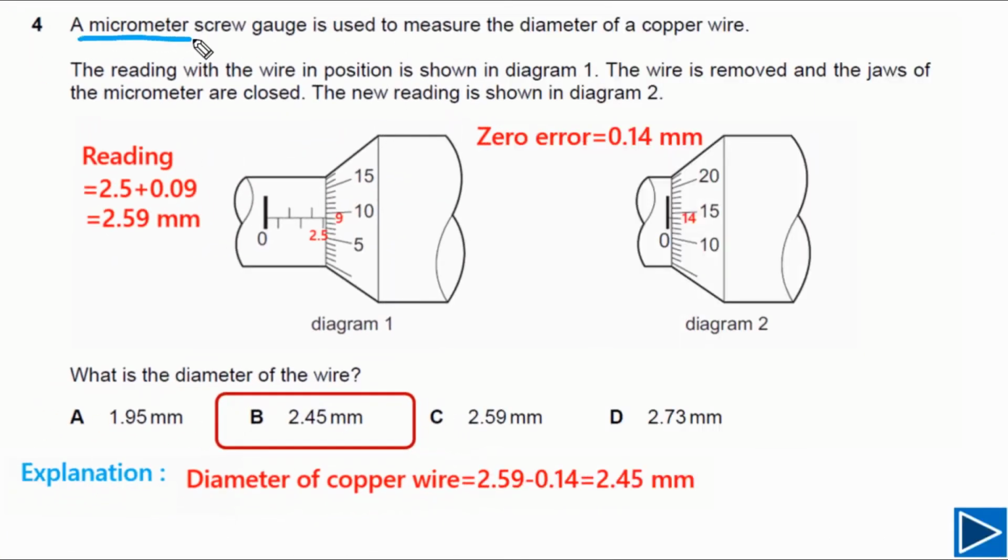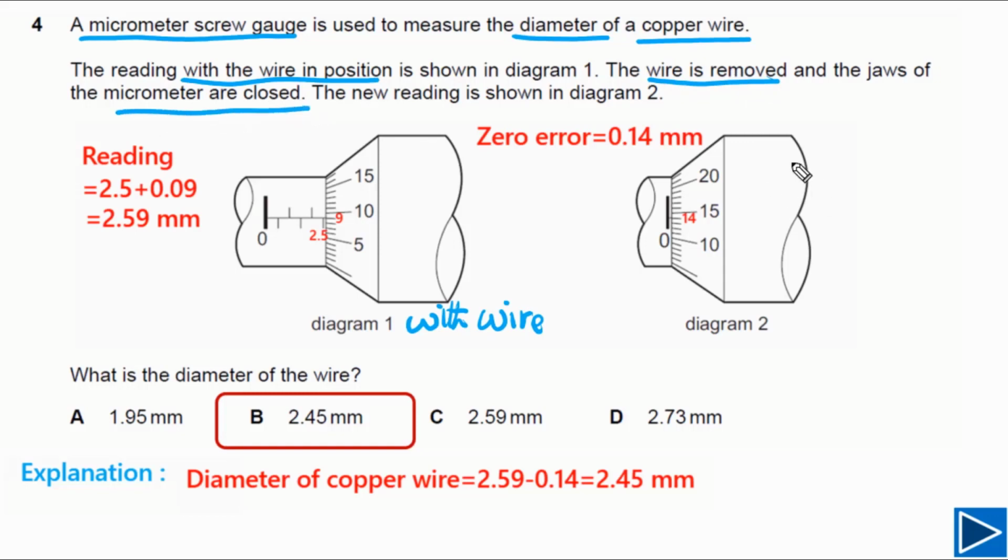For this question, a micrometer screw gauge is used to measure the diameter of a copper wire. We have two diagrams here, diagram 1 and diagram 2. Diagram 1 is when the wire is inside the jaws of the micrometer. So this is shown in diagram 1, with wire. The other is without wire, when the wire is removed and the jaws of the micrometer are closed. So we can write down this is the diagram without wire, when the wire is not inside the jaws of the micrometer.